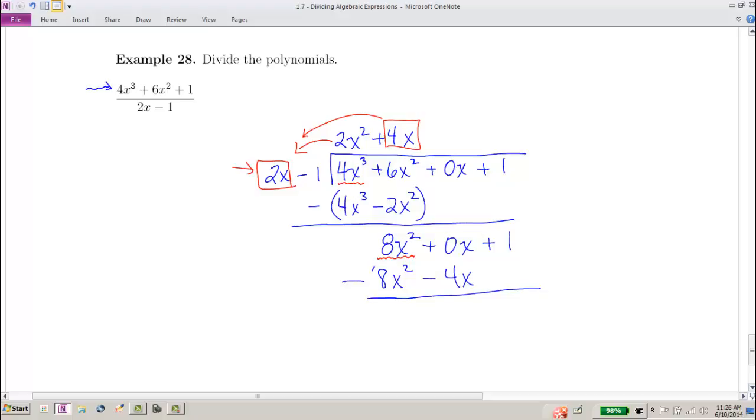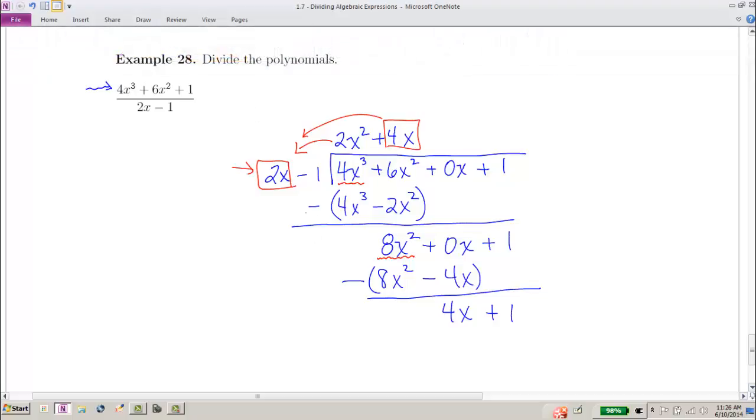Now we're going to subtract the whole thing, so we're putting it in parentheses. The 8x squared minus 8x squared, those cancel. That's by design. 0x minus a negative 4x, that's a positive 4x. Bring down the plus 1. And now we start all over again.